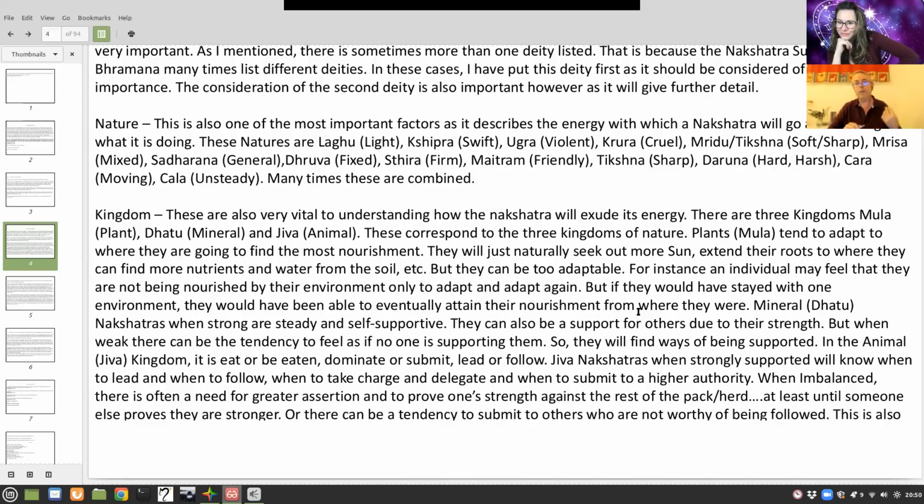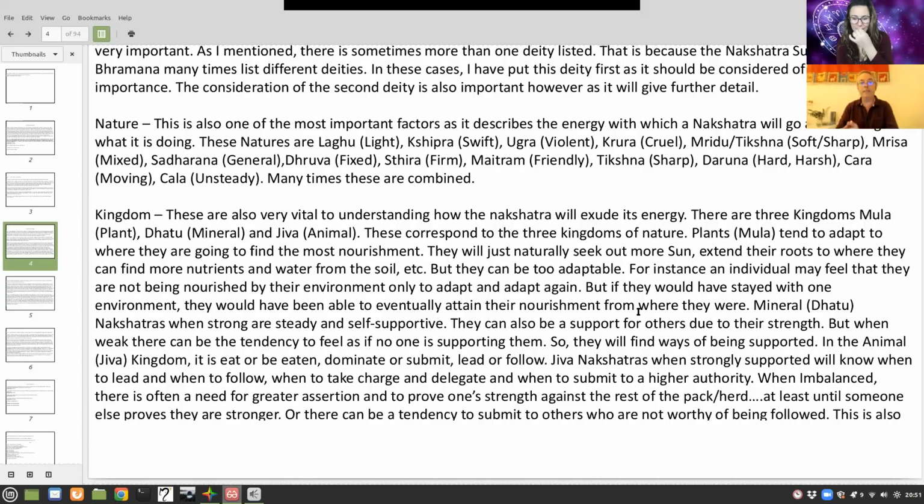So with Mula Nakshatras, the key word is nourishment and being able to adapt to find the nourishment that you need. But the weakness with the Mula Nakshatras is they can be a little too adaptable when they need to be firmer, right? So they're going to do well with the Dhatu Nakshatra. With the mineral, yeah, because they'll be there to give them support. They're not going to do so well with the Jiva Nakshatra. And that's compared through Atmakarakas.